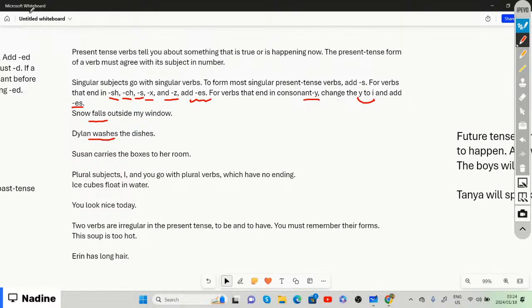And now here it comes to this one. It says Susan carries, right? There we have that word, carries. So it's like carry, right? But we're saying she carries the boxes to her room, which means that for the verb that ends with a consonant y, we change that y to an i and we add es, so that it becomes carries. Susan carries the boxes to her room.